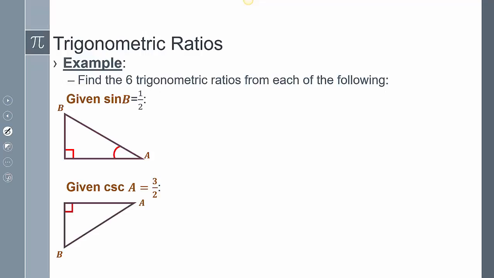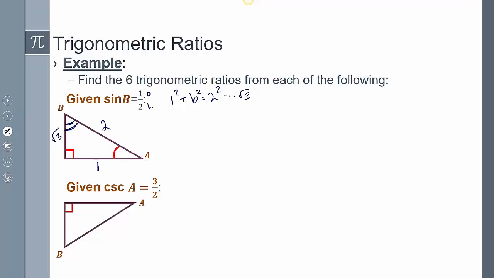Now the last thing here, and I'm just going to do the first one, it says find the 6 trig ratios from each of the following. So from this angle B right here, it's giving me my ratio, which is opposite over the hypotenuse. So I need to label that. So this is going to be my opposite 1, and this is going to be my hypotenuse 2. And then from there, I could use the Pythagorean theorem, a squared plus b squared equals c squared. So 1 squared plus b squared equals 2 squared. Now if I did that, I'm going to get root 3 for b.